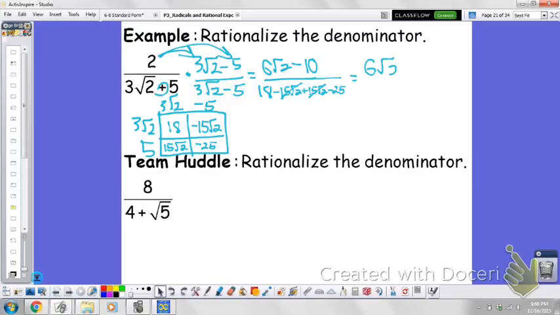Leaving us with 6 root 2 minus 10 over 18 minus 25. Give us the final answer of 6 root 2 minus 10 all over negative 7. So there is my final answer.